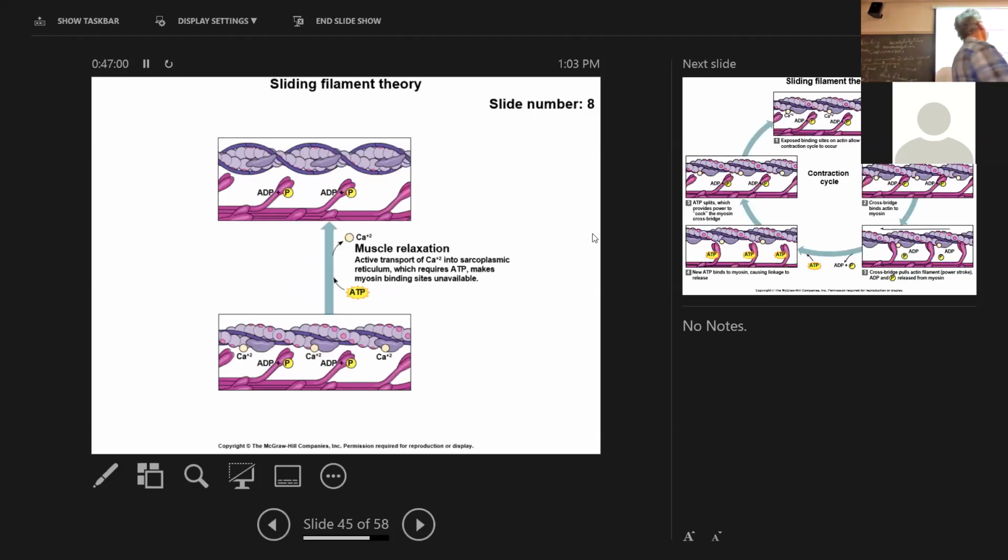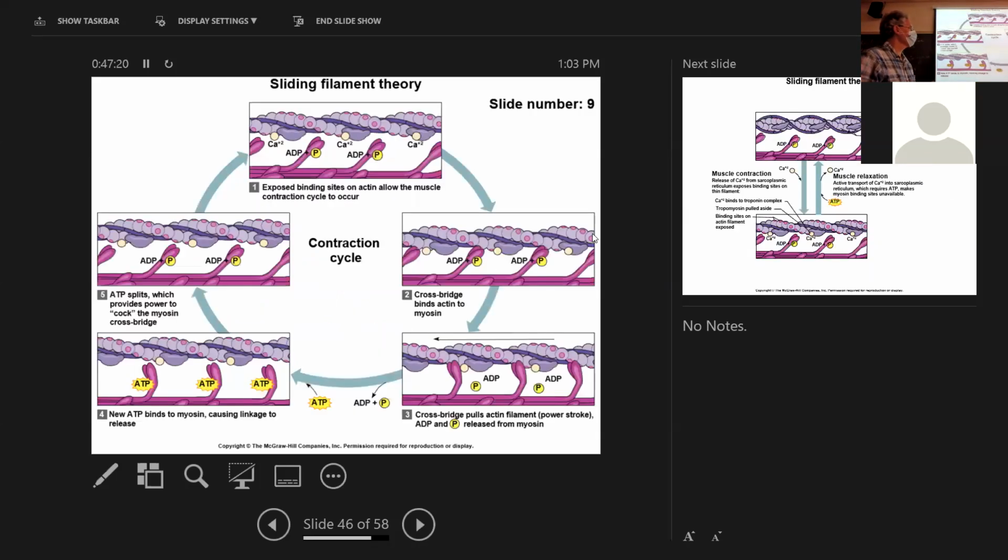And when the muscle stops receiving signals from the motor neuron, calcium is returned to the sarcoplasmic reticulum, and then troponin will return to its native structure. Tropomyosin will now cover the actin again. And that's the contraction cycle.